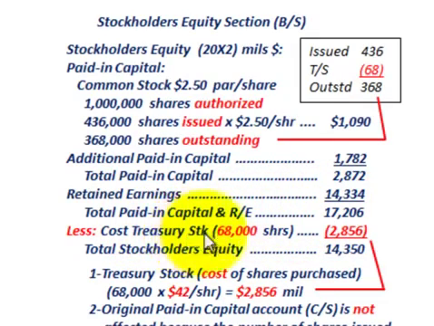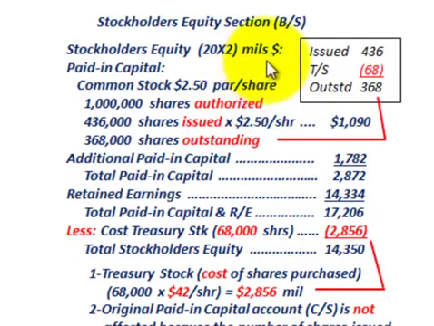So our treasury stock is based on the number of shares we're holding in treasury at its per share price. So we're looking at the cost of the treasury stock, and we would subtract that from our total paid-in capital and retained earnings, and we're going to come up with our total stockholders' equity of $14,350,000.